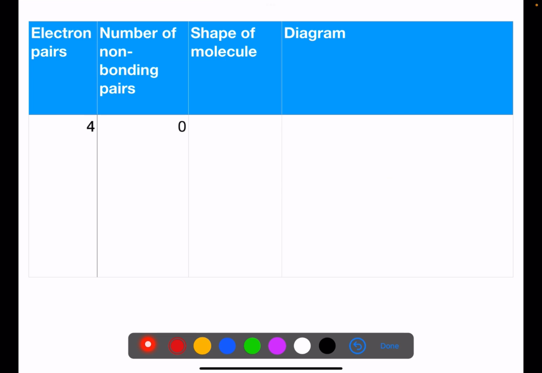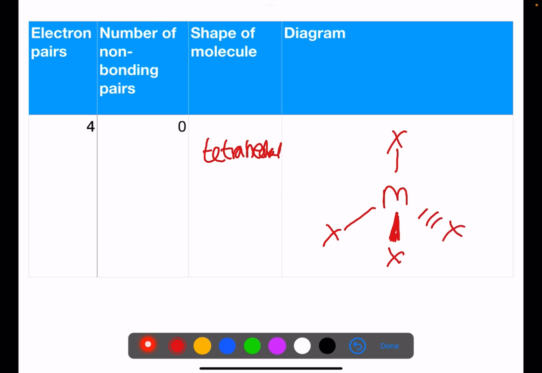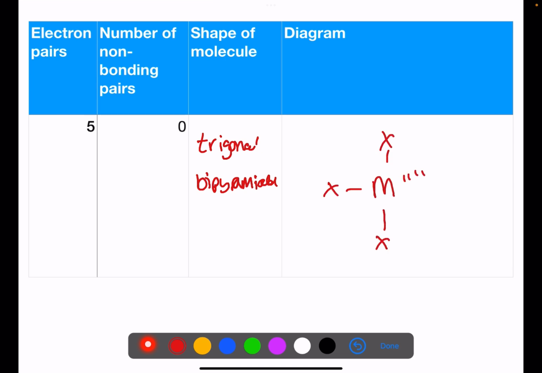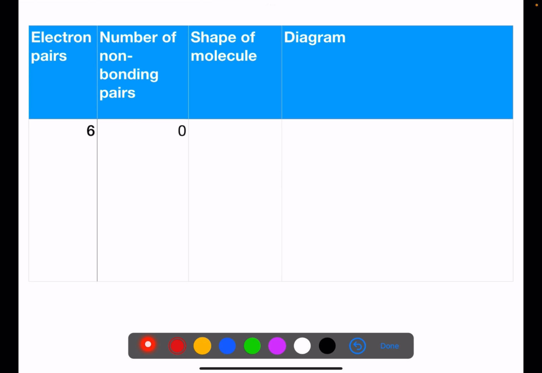If you have 4 and no non-bonding pairs, that would be tetrahedral, so that would be like methane or anything else from group 4. It's a very classic shape. And if you've got 5 with no non-bonding pairs, that would be trigonal bipyramidal. So far, the same as what we've just looked at. The difficulty comes in when we start looking at having non-bonding pairs as well. If you've got 6, then it's going to be octahedral.